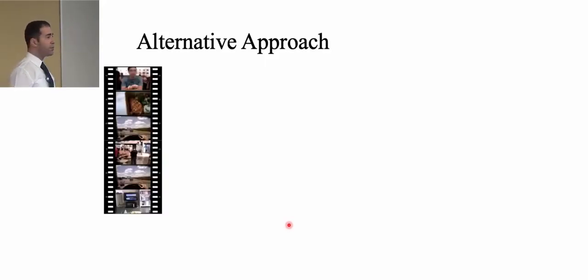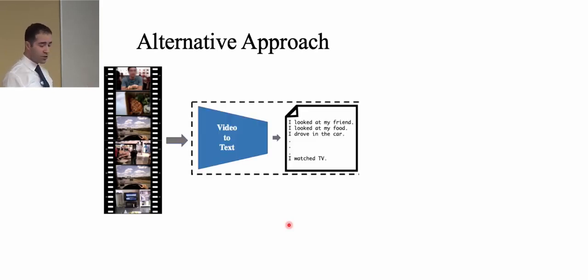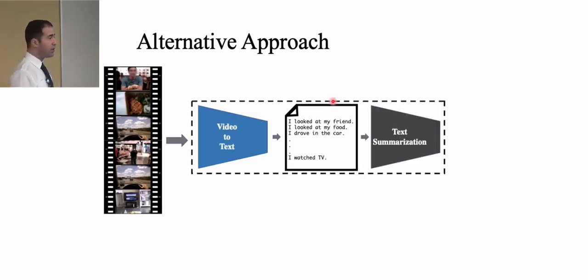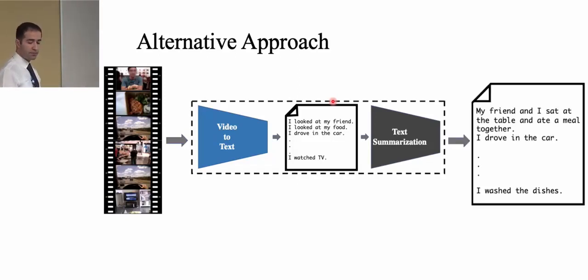So we propose an alternative approach, which is kind of in reverse order. We take the video, we break it down to short shots, we pass the shots through a video-to-text generation, so we create a very long textual document, and next we use a text summarization framework to summarize this long text to come up with a summary.